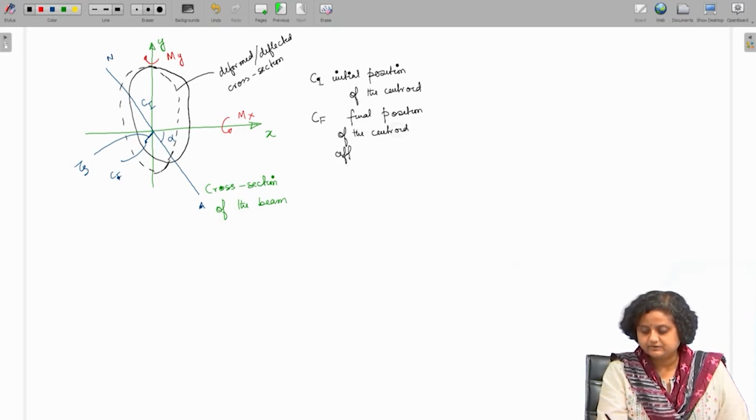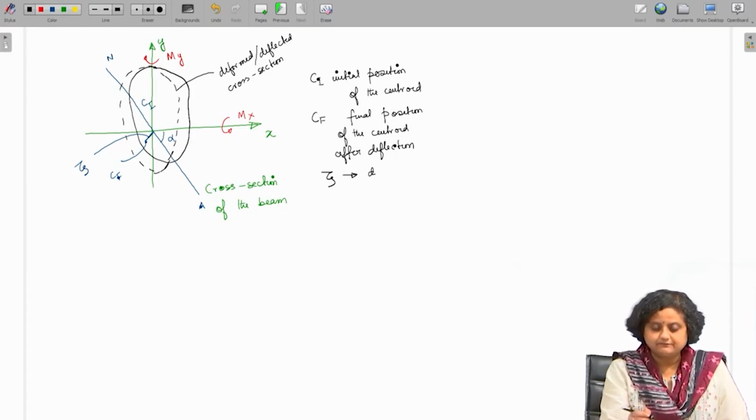After deflection. Now, this is the perpendicular distance of CF.